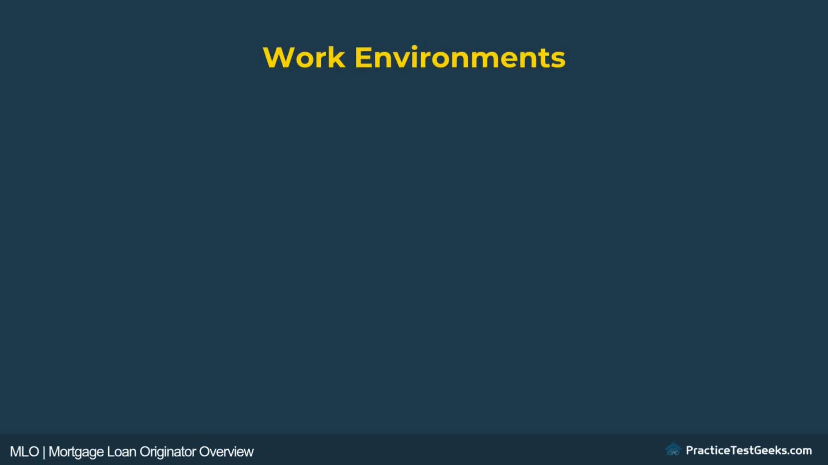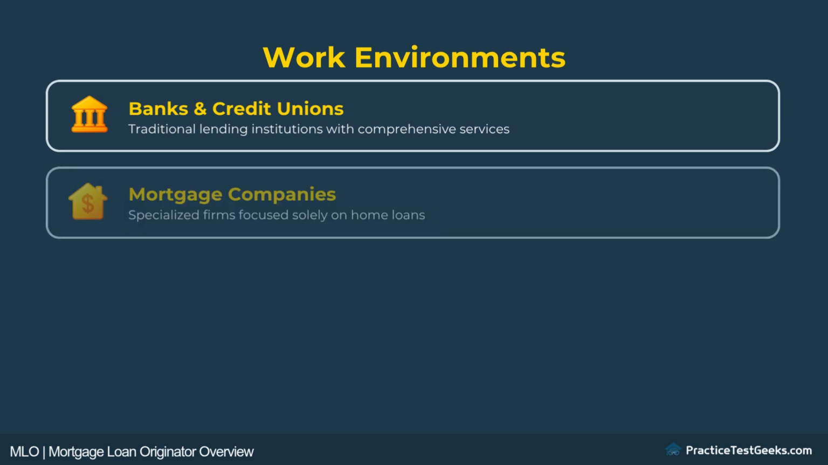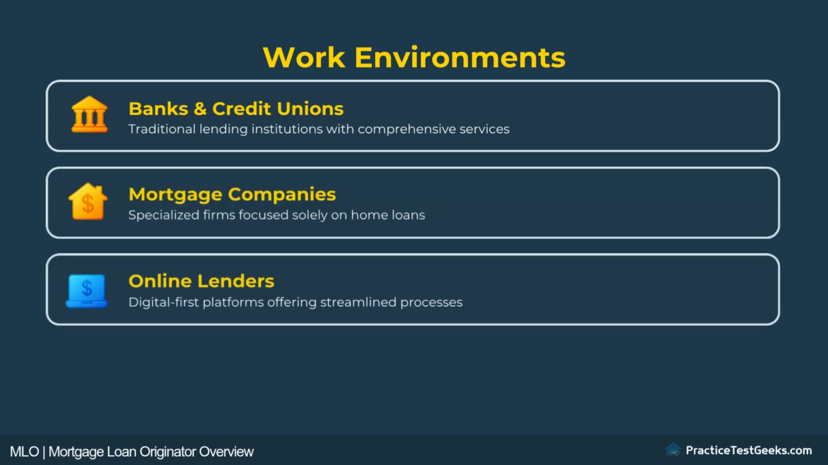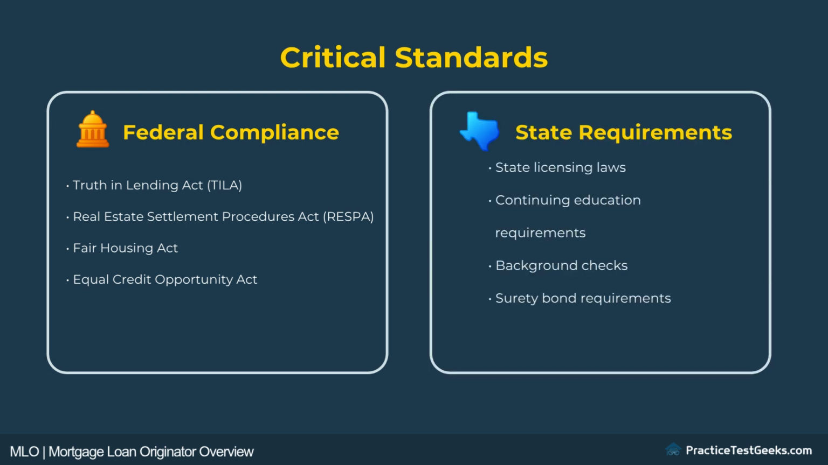As a licensed MLO, you can work in various environments: traditional banks and credit unions, mortgage companies, online lenders, and mortgage brokers. You must comply with federal laws including the Truth in Lending Act, RESPA, Fair Housing Act, and Equal Credit Opportunity Act. State requirements include licensing laws, continuing education, background checks, and surety bond requirements.